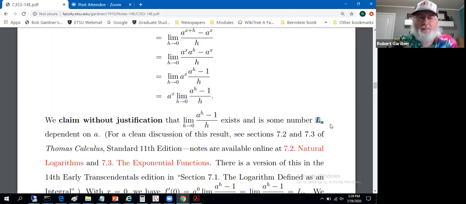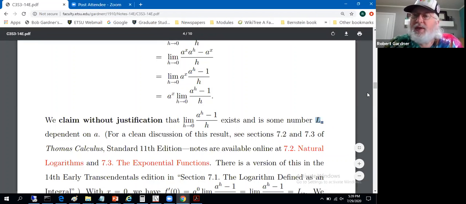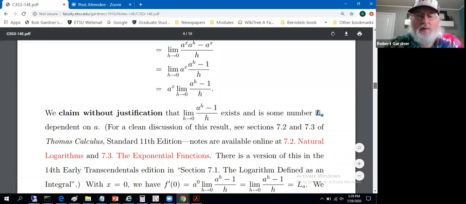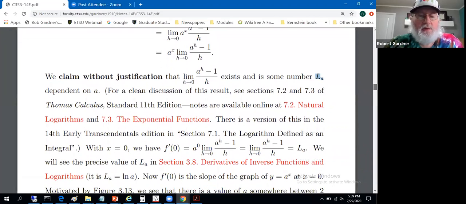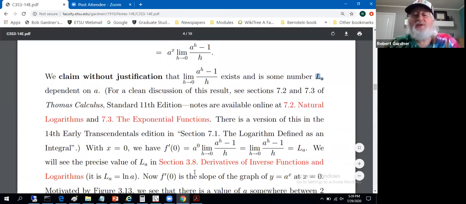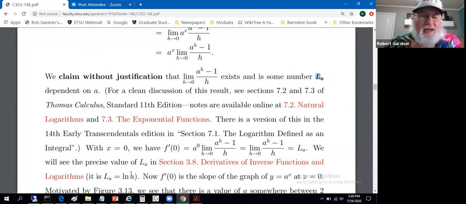That pains me to say it, but that's how we're going to approach this. We're going to take this as given. We're not going to get to justify this. I think it's done much later. No, we'll get to do it. Good. It's in section 3.8. We'll actually see what that number is. It turns out that L sub a is the natural log of this value a.